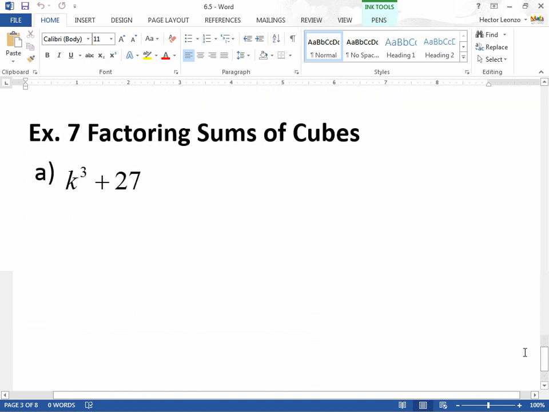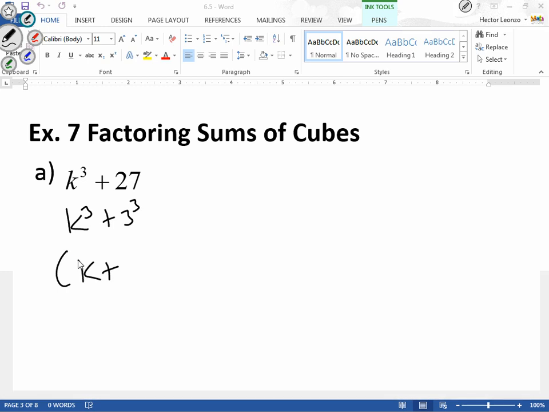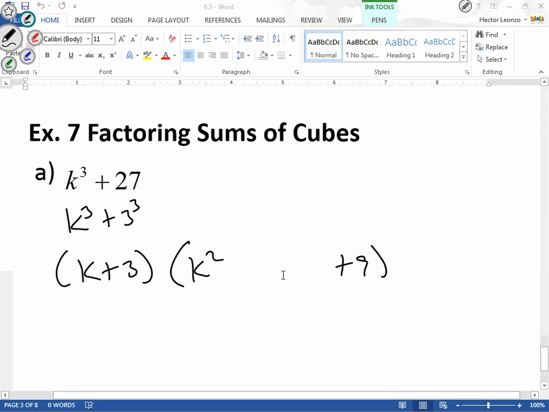Let's take a look at the plus. Let me rewrite this as k to the third plus 3 to the third. So my first parentheses will be k plus 3. On the second parentheses, I'm going to start with k squared because I squared the first term. I'm going to finish with a plus 9 because I squared the last term. Now for the middle term, I do the opposite sign, right? Instead of plus, I write minus, and then multiply those two. k times 3 will give me 3k. Okay?